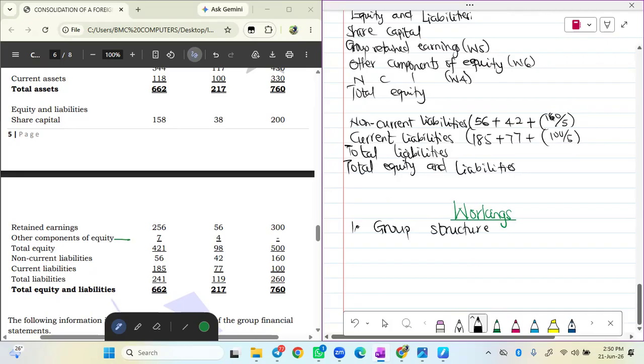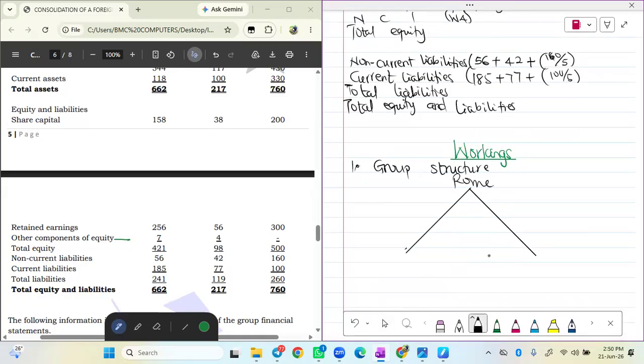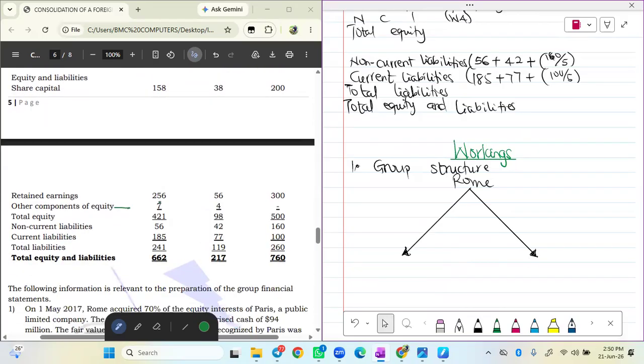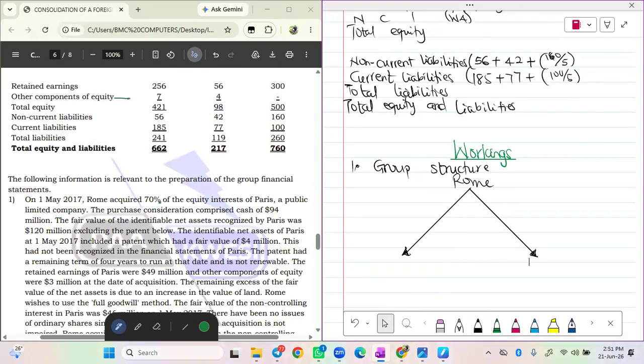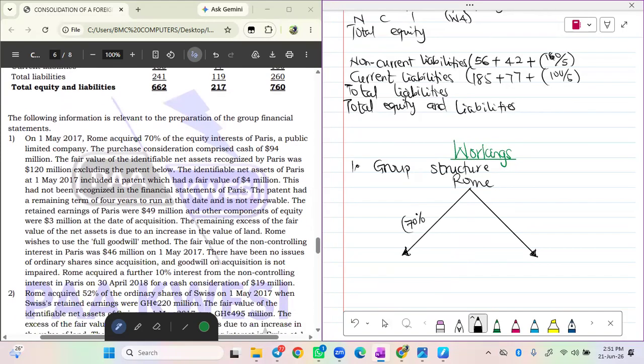Parent company was Rome. Parent acquired one subsidiary and also the other. So Rome acquired 70% of Paris. And they later on acquired an extra 10%. So that is a step acquisition, control to control. So this question is all in one. There's intergroup transaction, step acquisition, and all that.